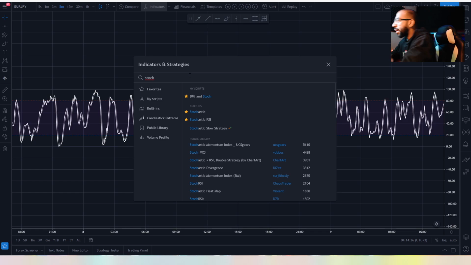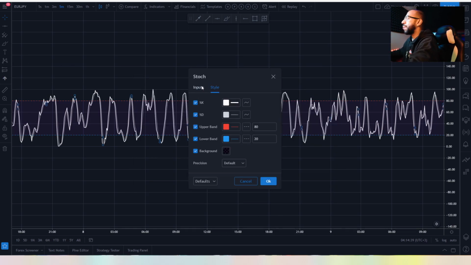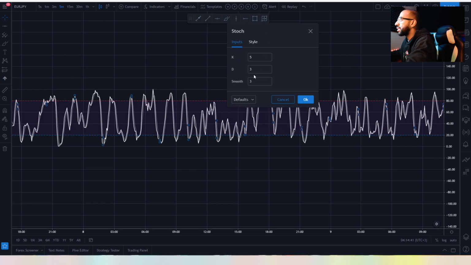But anyway, going back to Stochastic. If you're on your broker, type in Stochastic. If you're on your TradingView, type in Stochastic. You're going to see this pop up right here. We're going to go ahead and click it. Now, I already have mine up, so I am not going to click it. I'm just going to go to my settings to show you guys how I set this up.